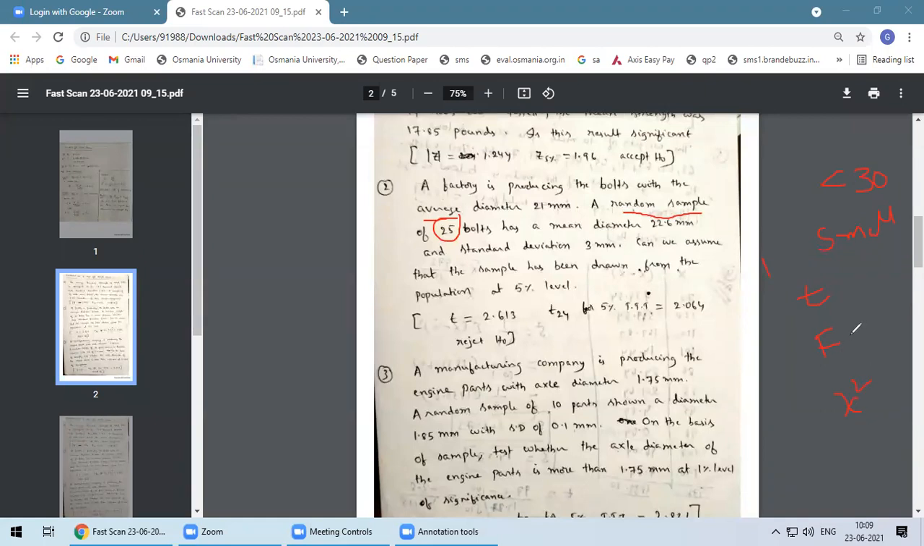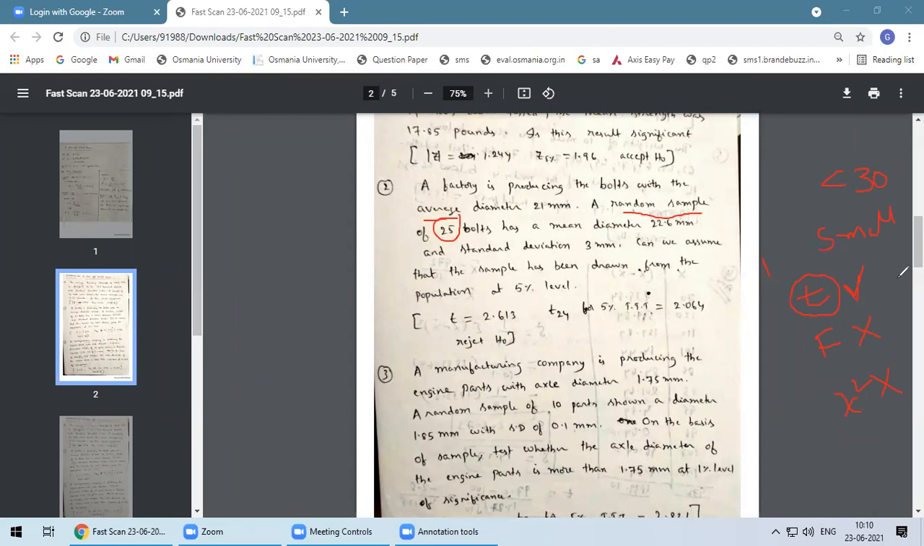Whenever it is a mean-based problem, only one test is there, that is the t-test. In small samples, whenever a mean or average is given in the problem, you have to apply only the t-test. The F-test and chi-square tests cannot consider a mean. In all those procedures, you won't take any mean value. So whenever a mean or average is given in the problem, apply only the t-test. I think it is clear. It is easy to identify.